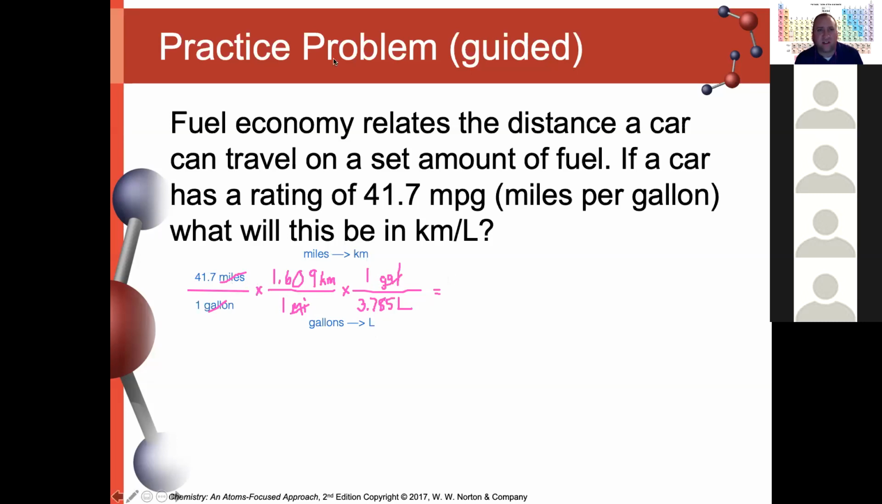So as an illustration here, let's go ahead and complete this problem. If I did 41.7 multiplied by 1.609 divided by 3.785, the number I get here is 17.7266 and then a bunch of other stuff. How many digits actually matter here? How many do I need to round to?